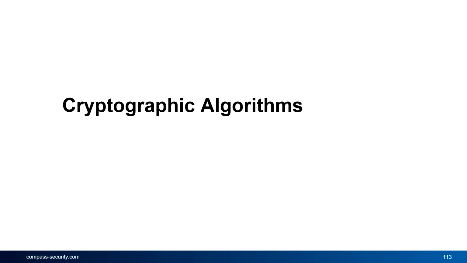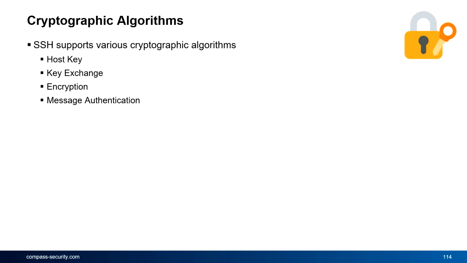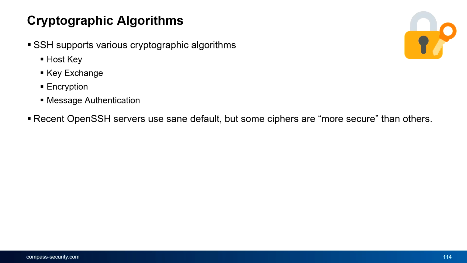Now some information about cryptographic algorithms on SSH. SSH supports different cryptographic algorithms. So for the host key itself, for the key exchange, for the encryption of the data, for message authentication, and so on. If you use an up-to-date OpenSSH installation, the same defaults are used that are considered secure, but still there are some ciphers that are considered a bit more secure than others. And on the internet you can find good lists and recommendations on what ciphers you could configure to even improve your SSH setup.